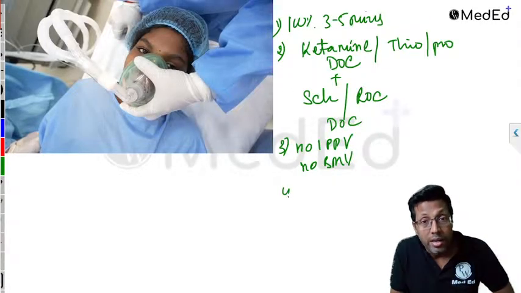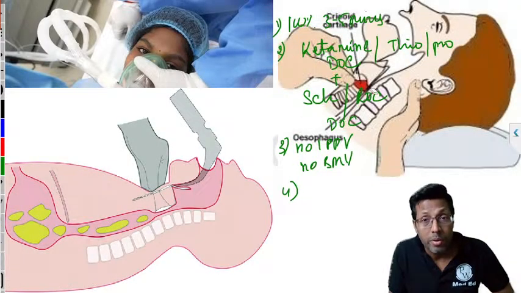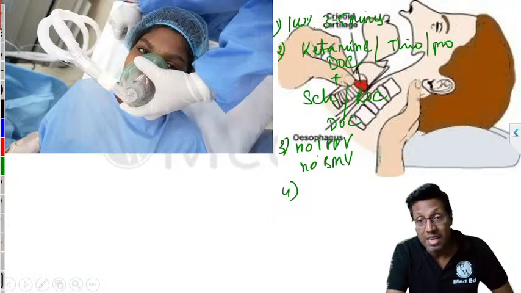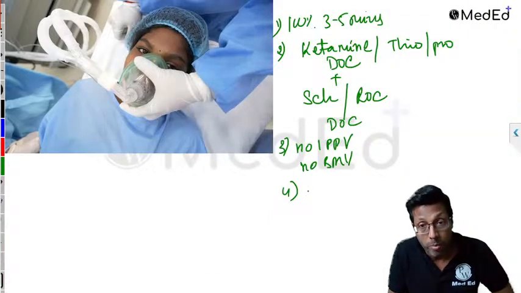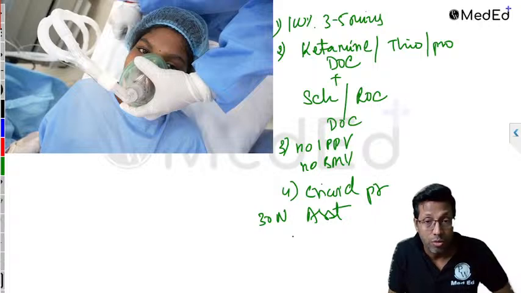And by then, I need to give cricoid pressure to the patient. The most important point here now is to give cricoid pressure. So cricoid pressure is something which compresses the cricoid cartilage. It's also called Sellick's maneuver. So you're going to give a cricoid pressure, which is given by an assistant, right? 30 Newton. And after that, it shuts off the esophagus.